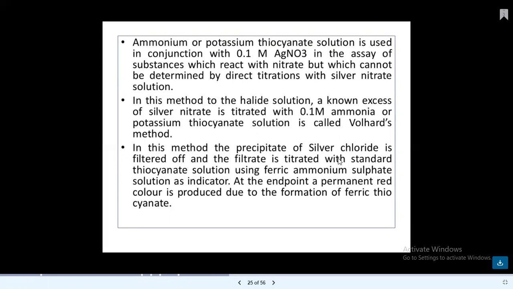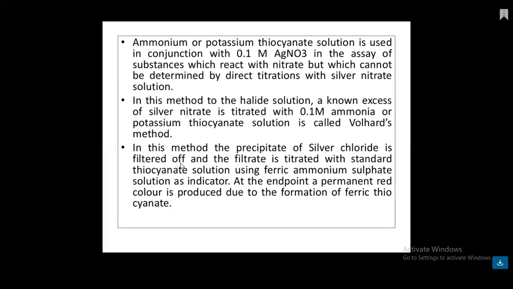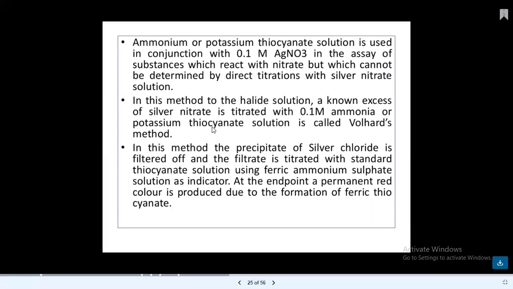In this method, the precipitate of the silver chloride is filtered off. Why is this filtered off? Because in this reaction flask, two precipitates are formed, one is silver thiocyanate and the second one is silver chloride, and both of them have more or less the same stability constant. So in the presence of this thiocyanate, there is a chance that the silver chloride precipitate will redissociate.